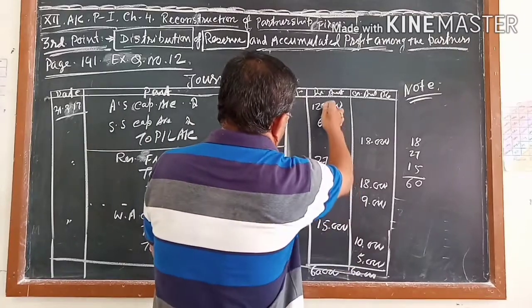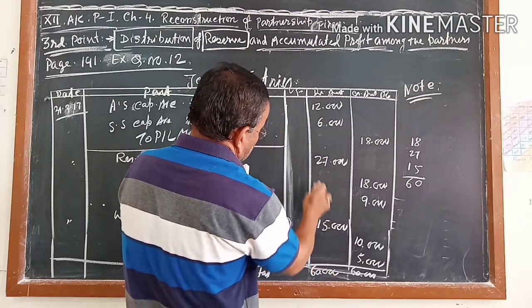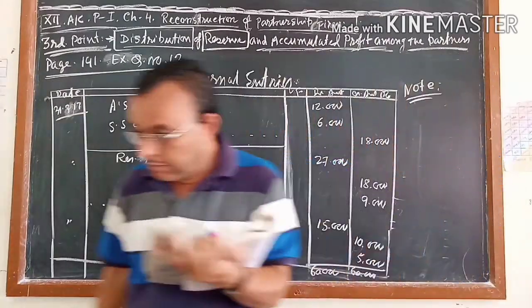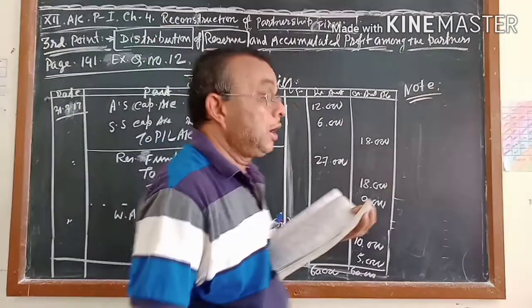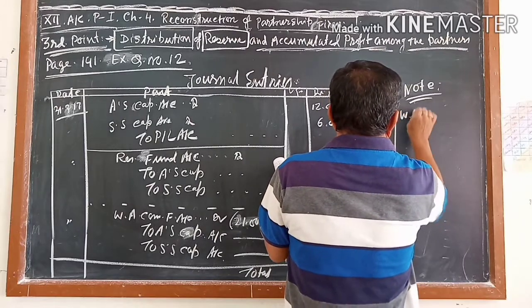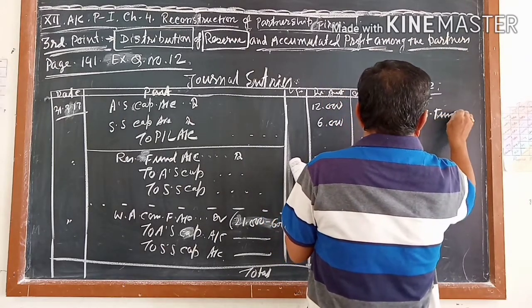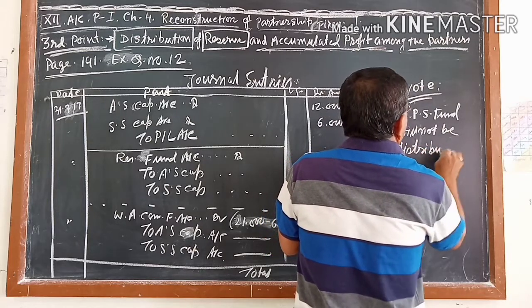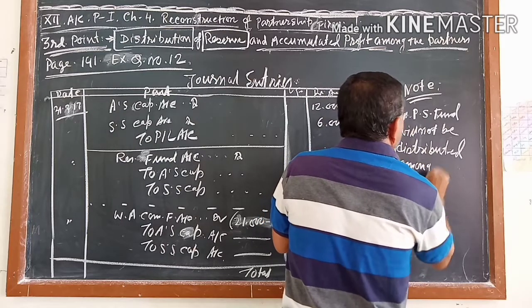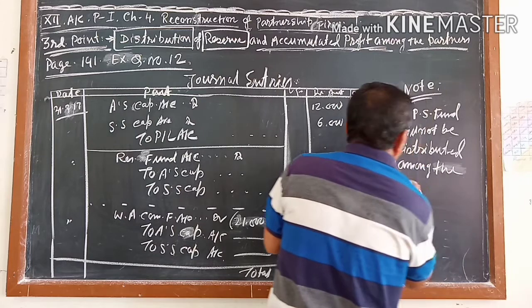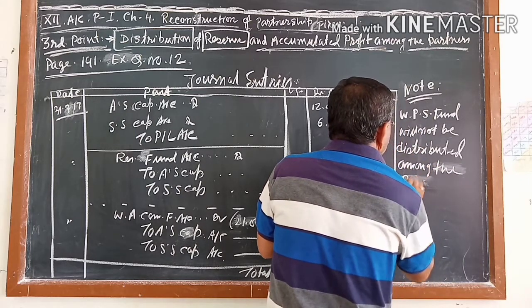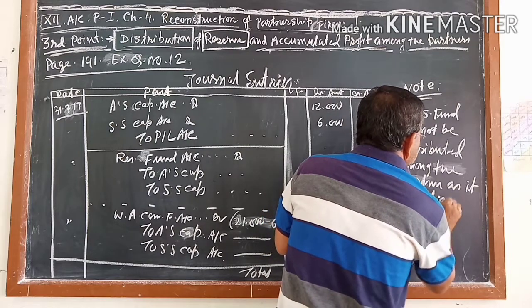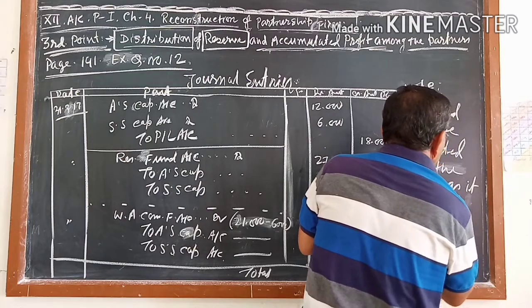Check it. Okay. Now, the point which you have to note for the third point, you write it. The worker profit sharing fund will not be distributed among the old or the new partner, among the partners, as it is a liability. L-I-A-B-I-L-I-T-Y.